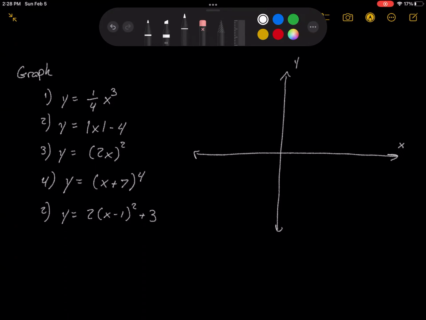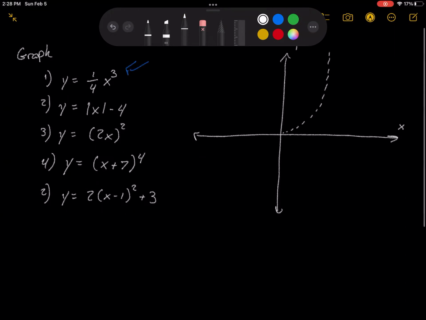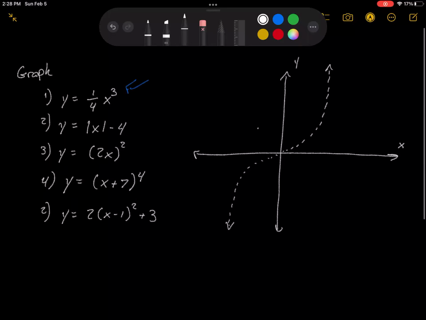So there's my y, there's my x. And let's think about number one here. 1/4 x cubed. So let's draw x cubed. As my x values get larger, their cubes also grow at a faster and faster rate. And it's true for the negatives as well, right? But they stay negative. If I'm on this side of the y-axis, my x values are negative, and if I cube a negative, it remains negative. This is an odd function. So that is my x cubed.